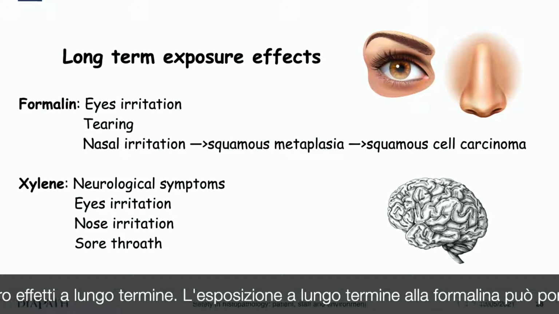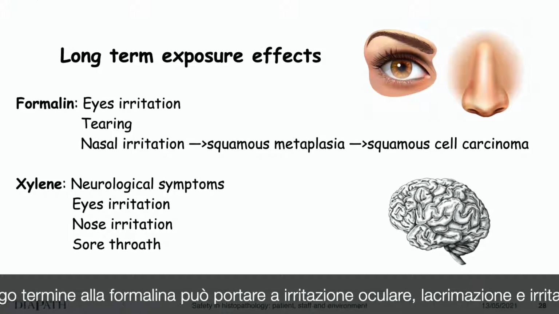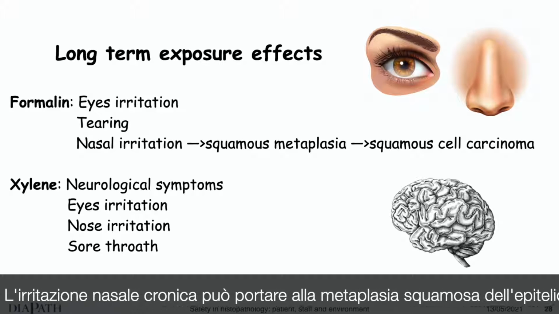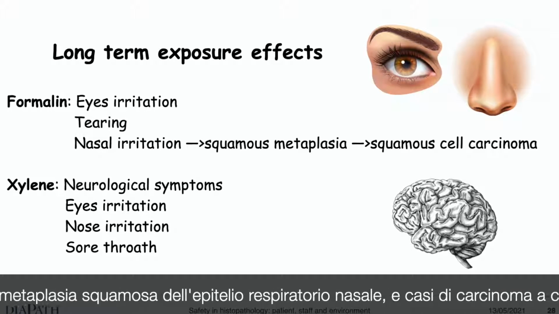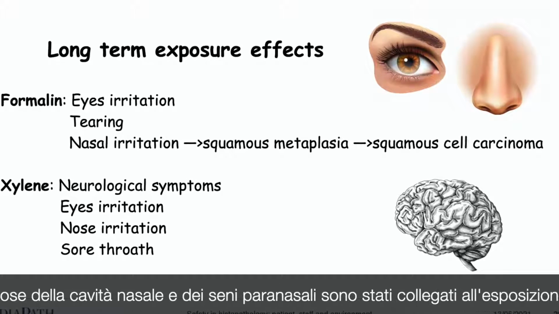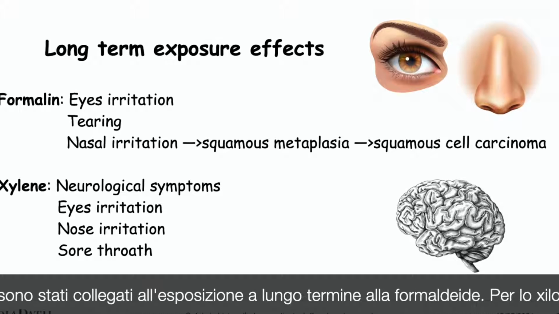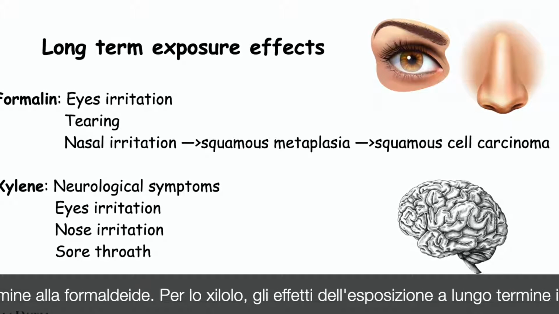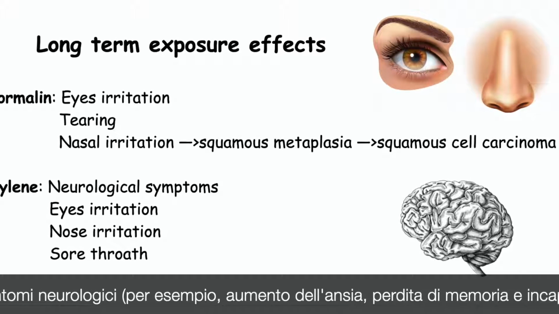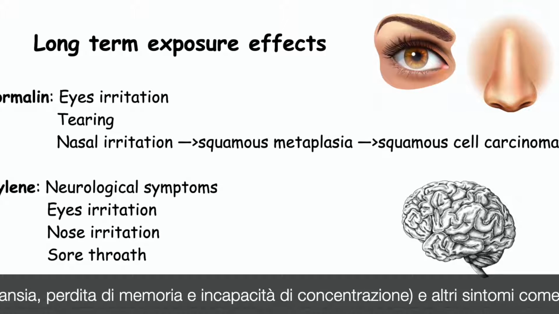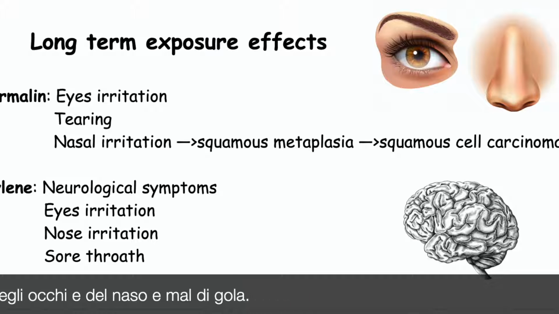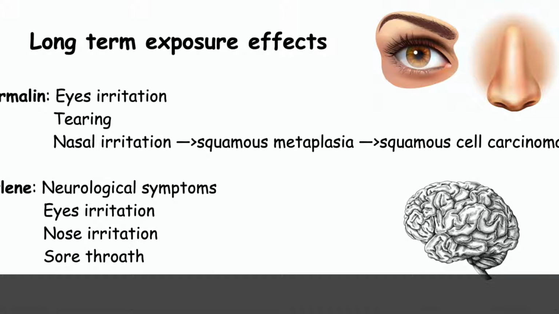The two fundamental chemical hazards for the histotechnologists are formalin and xylene, both known for their long-term effects. The long-term formalin exposure can lead to eye irritation, tearing, and nasal irritation. Chronic nasal irritation can lead to squamous metaplasia of the nasal respiratory epithelium, and cases of squamous cell carcinoma of the nasal cavity and paranasal sinuses have been linked to long-term formaldehyde exposure. For xylene, the long-term exposure effects include neurological symptoms like increased anxiety, forgetfulness, and inability to concentrate, and other symptoms such as irritation of the eyes and nose and sore throat.